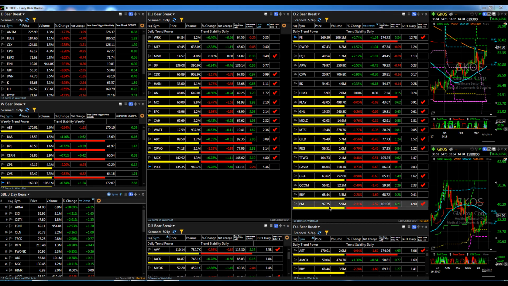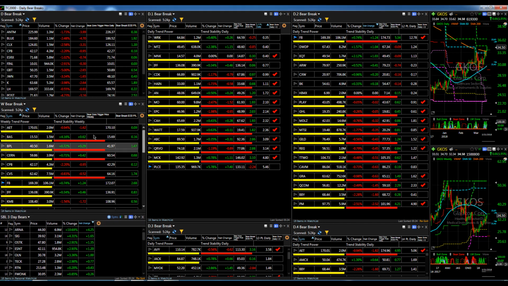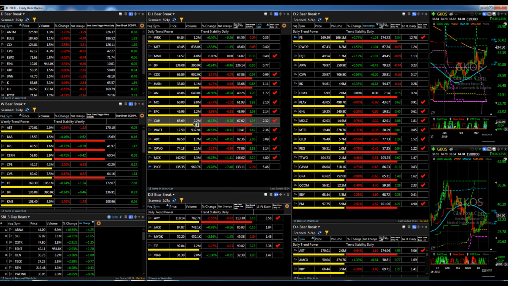This is what the bear grid looks like. It looks the very same. Got the weekly, 1 day, 2 day, 3 day, 4 day, 5 day. So you got a chance to see the stability of the trade. You know if it was up or down today after winning a bear zone the day before. The stability, the momentum, and the bear zone level with the check mark.